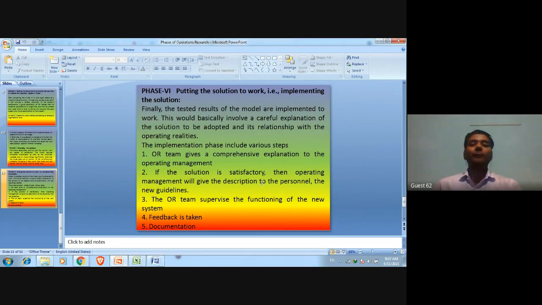If the model is running properly, feedback will be taken and it will be documented in paper form. It means you will also prepare documentation for your model. Okay? So this is all about the phases of operations research.